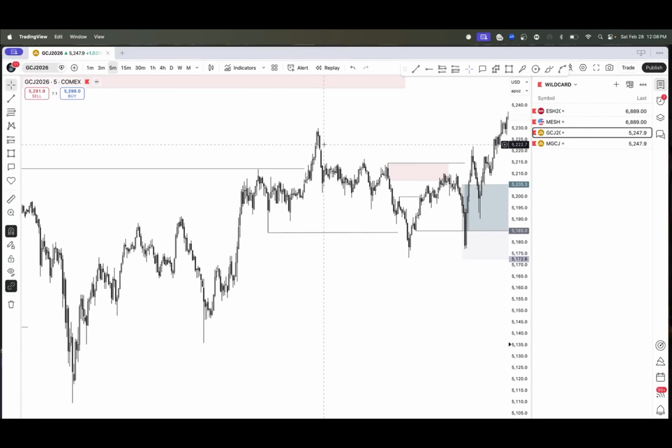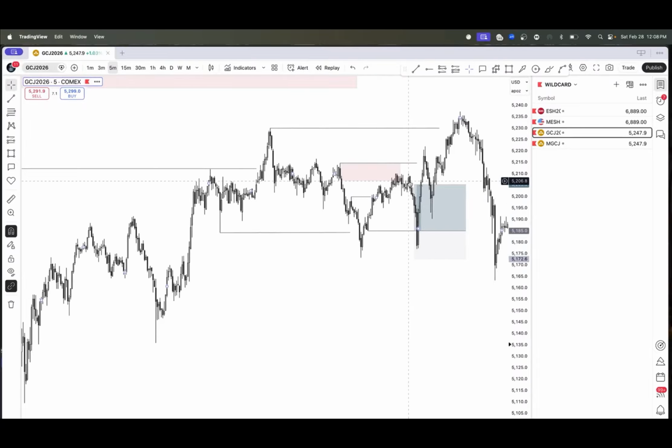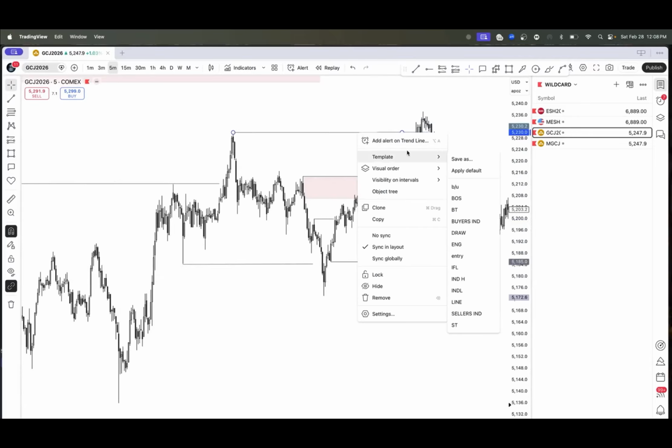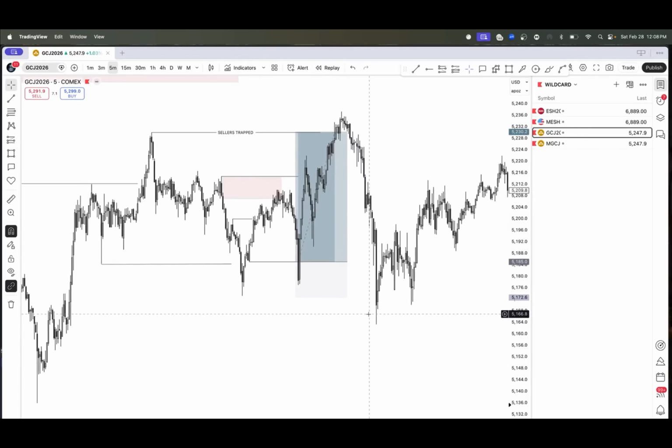You take the inducement high. You don't want to be selling from this area. This area is just going to generate reactions. You target that area. Boom. Sellers get trapped. Now price aims for liquidity in the other direction.